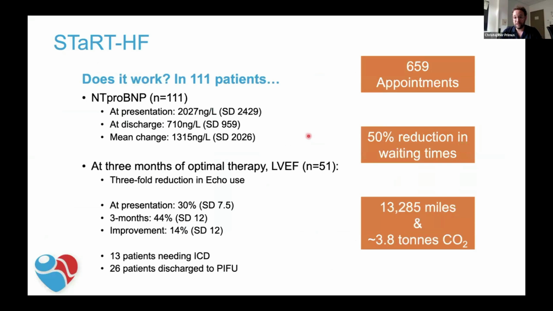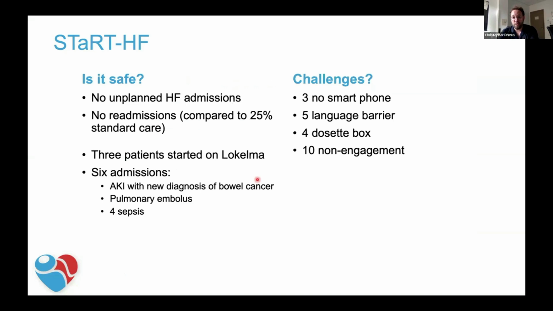We've saved 659 appointments for those 111 patients and pulled them out of traditional follow-up. Our waiting times are now closer to 2 months, 6 to 8 weeks, rather than 4+ months. And this is having a huge impact environmentally and for patients. They're saving more than 2 hours of travel time. 3.8 tons gets you a round trip across the world, or 2.5 houses in the UK funded for their annual electricity bill. And it's safe.